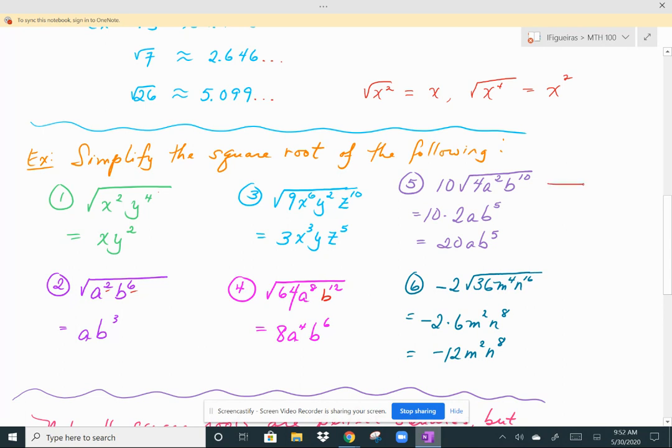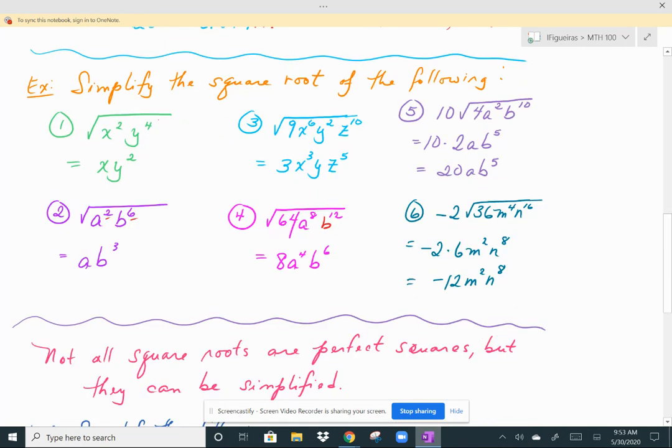Number 5. I have a 10 as a coefficient in front of the radical. So anything that comes out of the radical will just get multiplied by 10. So this expression is the square root of 4a squared b to the 10th. I get 2ab to the 5th, but then you have to multiply the 10 and the 2, so you get 20ab to the 5th.